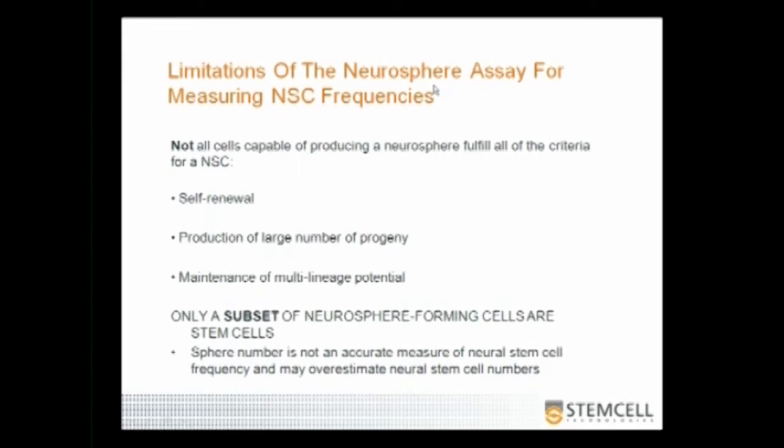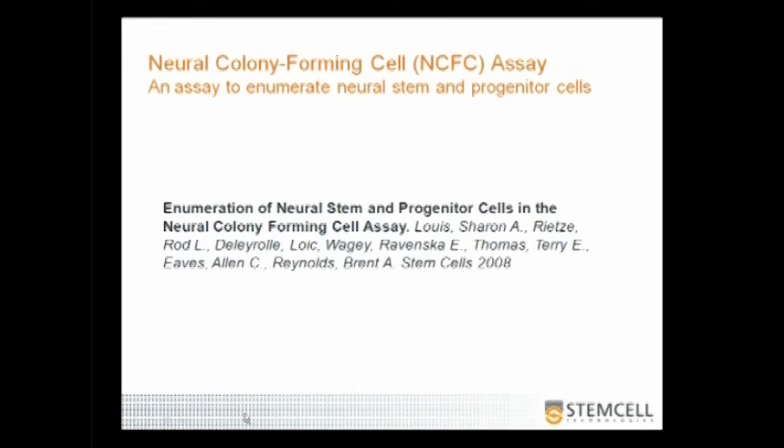One of the major limitations of the neurosphere assay is that not all cells capable of producing a neurosphere fulfill all of the criteria of a neural stem cell. In other words, a progenitor cell can form neurospheres as efficiently as a neural stem cell. Therefore, how do you know if a neurosphere was generated by a stem cell or a progenitor cell? Only a subset of neurosphere-forming cells are stem cells. Sphere number is not an accurate measure of neural stem cell frequency and in fact may overestimate the neural stem cell numbers. It is for that reason we developed and published the application of the NCFC assay as a more accurate assay to measure neural stem cell and neural progenitor cell numbers.